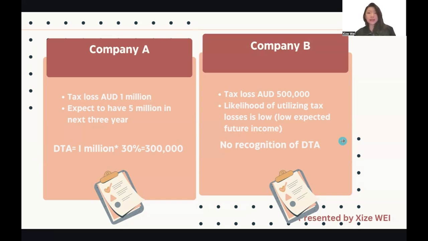For company B, it's a small startup that has a tax loss of AUD 500K, which is much smaller than that of company A. However, we don't have enough reason to believe that it will become profitable in the future, and the future profits won't be able to utilize the tax losses of this year. At this time, the DTA won't be recognized.